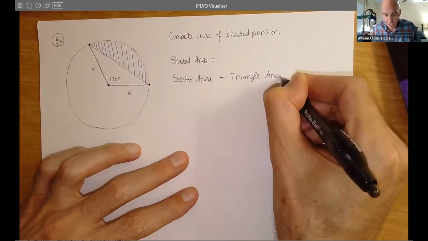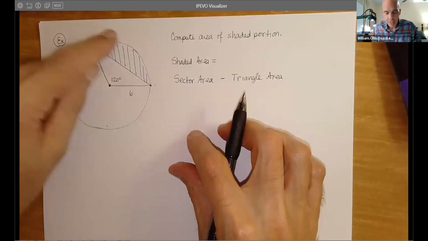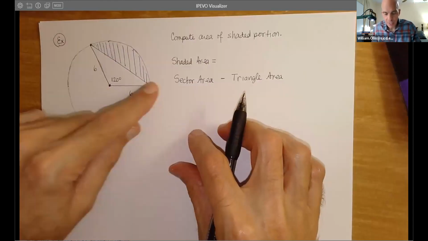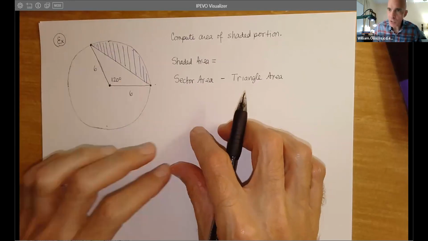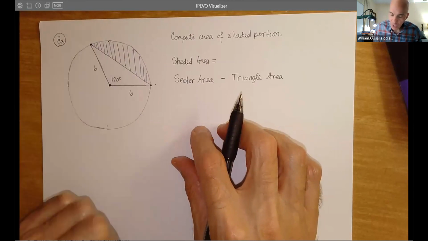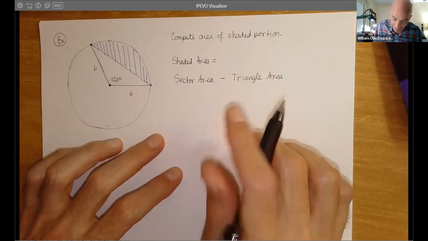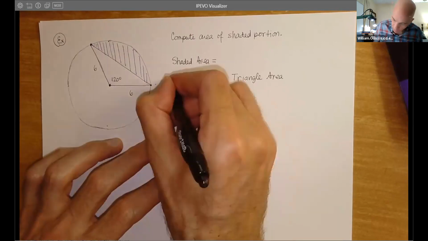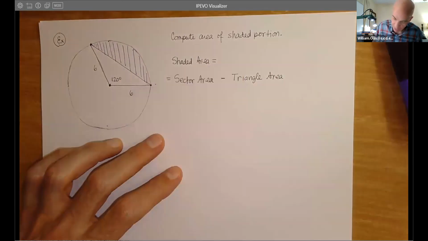So the sector is just a piece of pie, so to speak. It's all of this. The triangle is this. And of course, the difference between those two areas will give you the area of the shaded portion. So now let's just remember what this is. We have too many equals. Let me get rid of this.